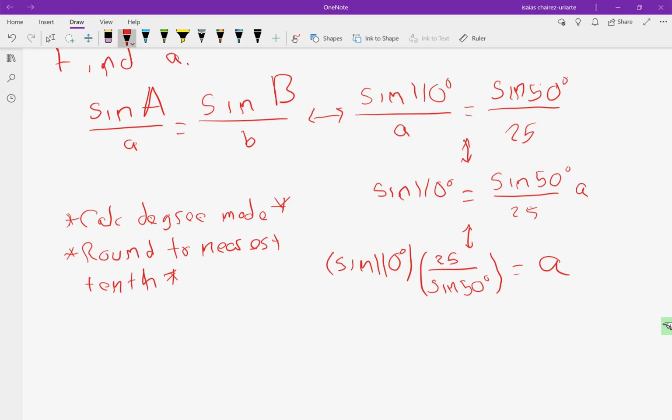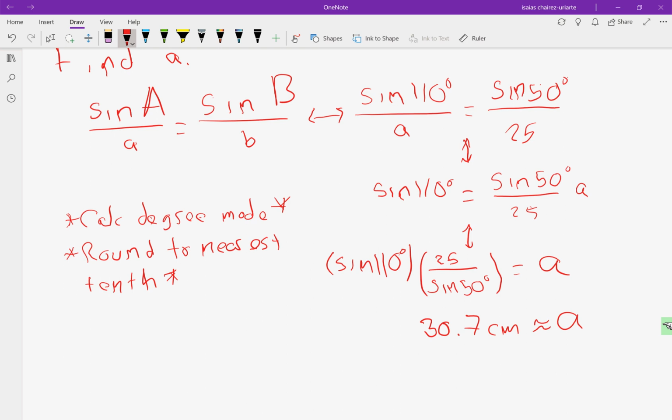All right, let's see what that is. I get about 30.7 for side length A. So 30.7 centimeters is approximately equal to my A. All right, I hope that you got that. Make sure that your calculator is in degree mode, and I just rounded to the nearest tenth.